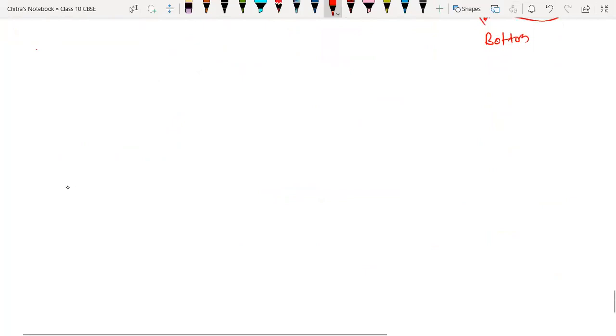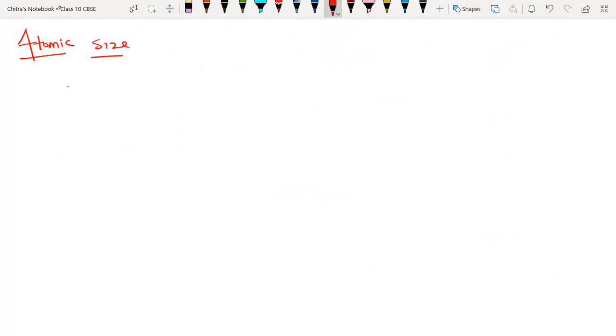The first periodic trend is atomic radius or atomic size. See, atomic size is really very small. That's why we are using the picometer distance. Which distance are we using? Do reply. Picometer, sir. Picometer distance.